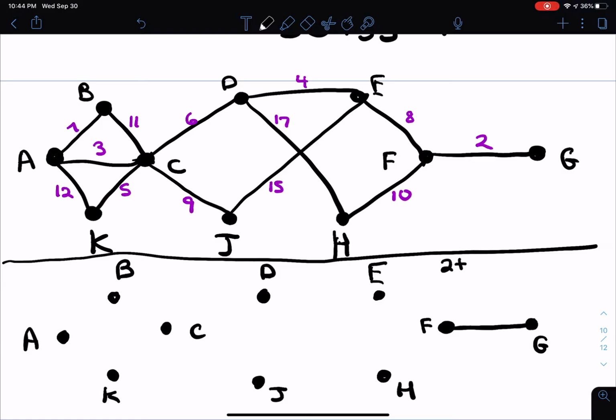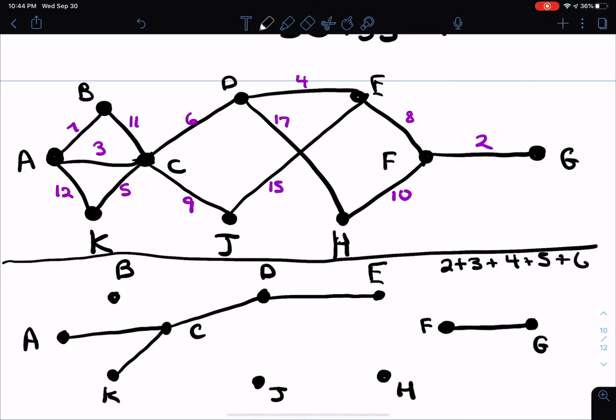What's next? Let's see here. It looks like 3 is the next smallest between A and C. So I'll connect those and put a 3. And then a 4 between D and E. Nothing's connected yet, and that's fine. We'll keep going. Eventually this will be a connected graph. I have a 5 between K and C. And nothing's threatened to make a circuit yet, so that's all right. I have a 6 between C and D. Okay, that's fine.